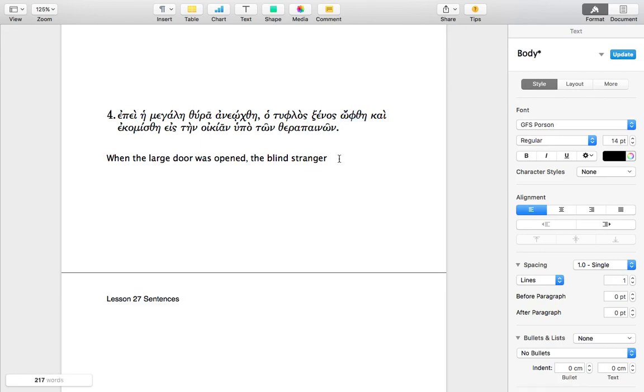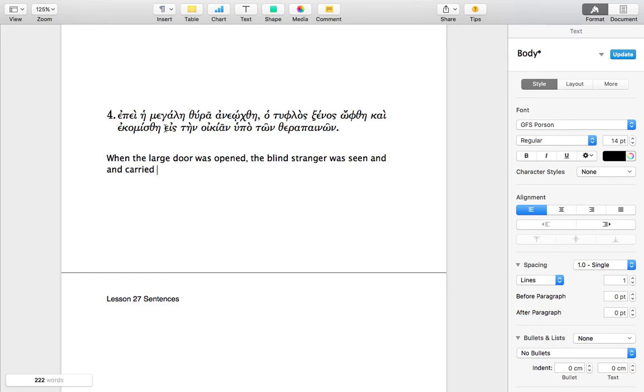Now that doesn't look like anything you know, but I did point out to you in the last video that it comes from horaō, which means to see, but it's aorist passive, so it's to be seen. Third person singular, was seen. So the blind stranger was seen. And we got the kai there. Ekomisthē, so komizō here is the verb, which means to carry or escort, or to acquire in the middle. He was carried, so he was seen and carried.